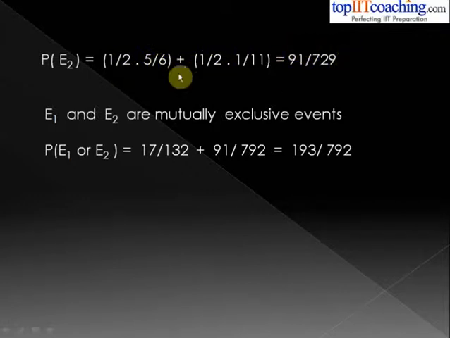Now we also see that E1 and E2 are mutually exclusive events, because if we get a 7 we cannot get an 8. Thus P of E1 or E2 is nothing but P of E1 union E2, and this is equal to P of E1 plus P of E2, which is 17 by 132 plus 91 by 792, and this is equal to 193 by 792. Thus the final probability of getting a 7 or an 8 is equal to 193 by 792.